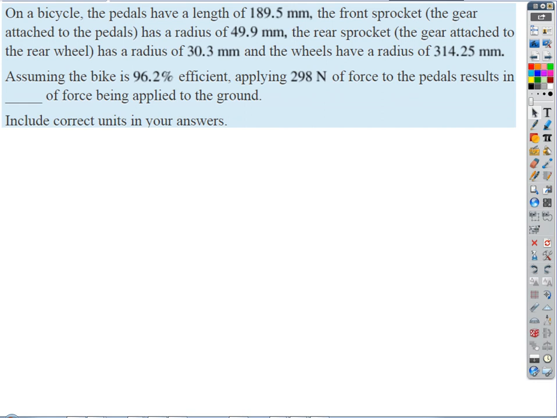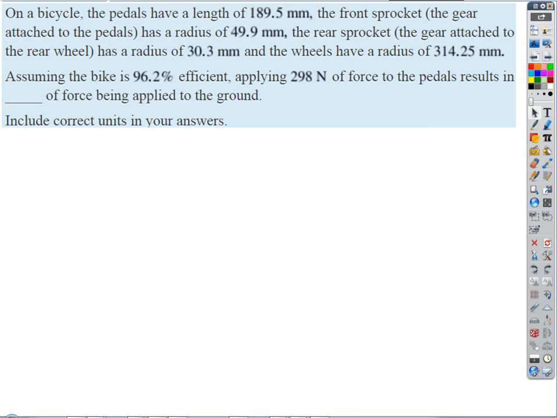Okay, real quick, so what about this? We got a compound machine on a bicycle. The pedals have a length of 189.9 millimeters. The front sprocket, the gear attached to the pedals, has a radius of 49.9 millimeters. They tell us the dimensions of the rear sprocket and the rear wheel too. Assuming the bike is 96.2% efficient, applying 298 newtons of force to the pedals results in how many newtons of force being applied to the ground. Okay?